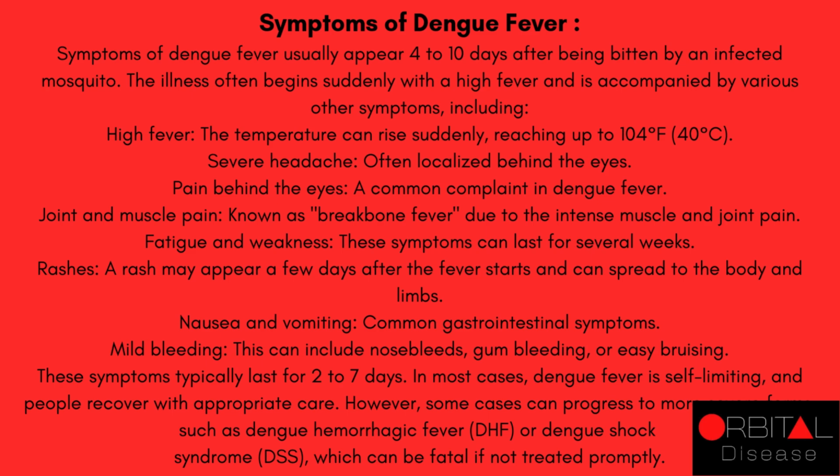Symptoms of dengue fever. Symptoms of dengue fever usually appear 4 to 10 days after being bitten by an infected mosquito. The illness often begins suddenly with a high fever and is accompanied by various other symptoms, including high fever. The temperature can rise suddenly, reaching up to 104 degrees Fahrenheit, 40 degrees Celsius. Severe headache, often localized behind the eyes. Pain behind the eyes, a common complaint in dengue fever.